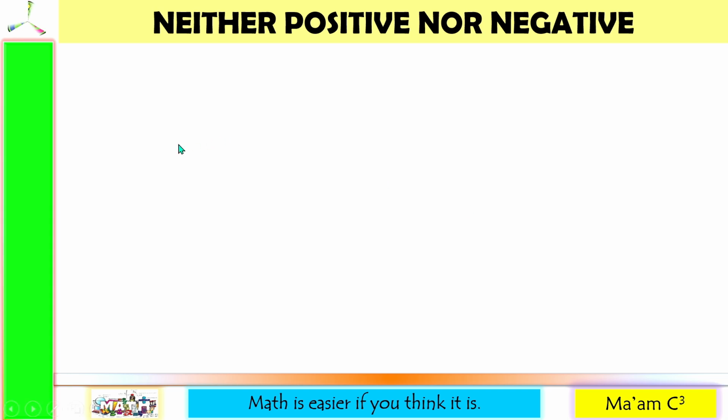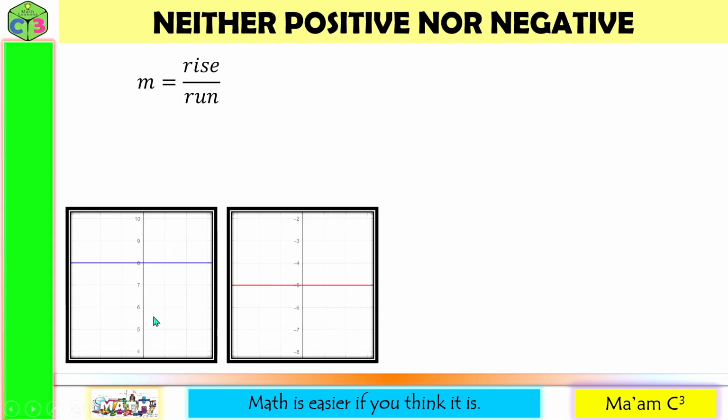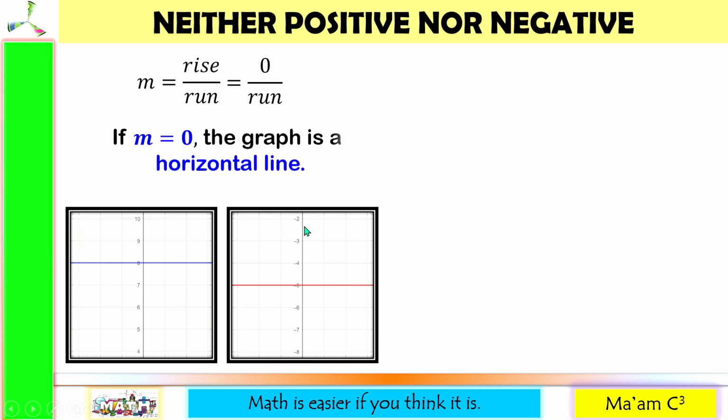Let us recall that slope m is equal to rise over run. But let us take a look at these two graphs. In these two graphs, we do not have rise because this is a flat horizontal line. So our rise is 0 and whatever is the run. But 0 divided by any number except 0 is equal to 0. So it means if the line is horizontal, then our slope is 0.